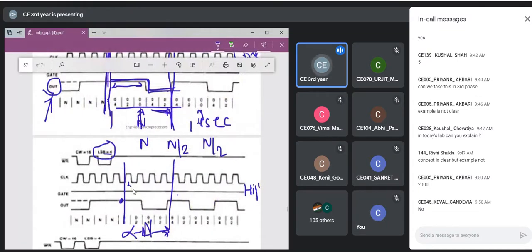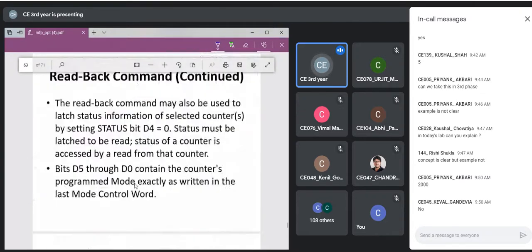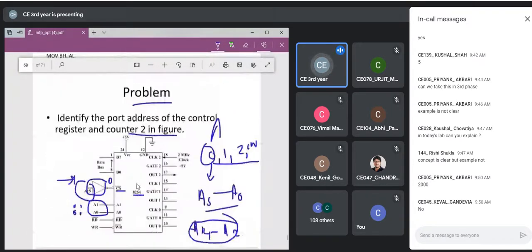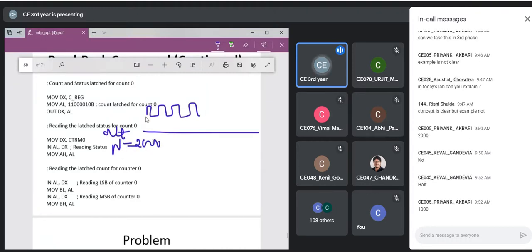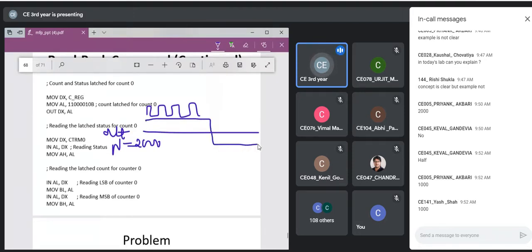That means for 1000 clock pulses, it will be high, and for the next 1000 clock pulses, it will be low, right? I am repeating here for understanding purposes. Assume that this is my square wave and this is my clock pulse. For how many clock pulses will my output remain high? My count is 2000, so for half, it will be 1000. For 1000 clock pulses it will remain high, and for 1000 clock pulses it will remain low.